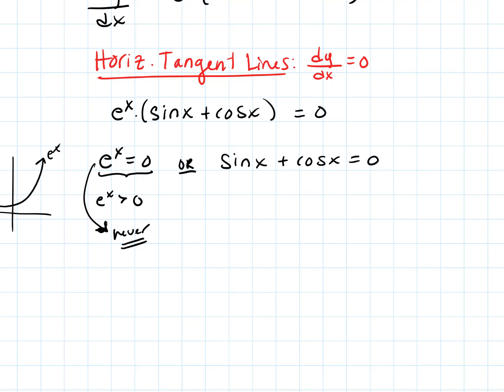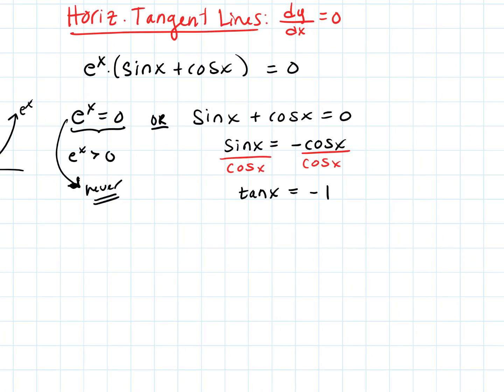Okay, so let's focus in on this part. Sine of x plus cosine of x, well, let's subtract cosine of x. So the sine of x equals negative cosine of x. And then to work with this, if I divide by the cosine of x, solving trig equations now, I find that the tangent of x is equal to negative 1. Well, when would the tangent of x be equal to negative 1? Well, we do always use radian measure, so that's when x is equal to negative pi over 4.